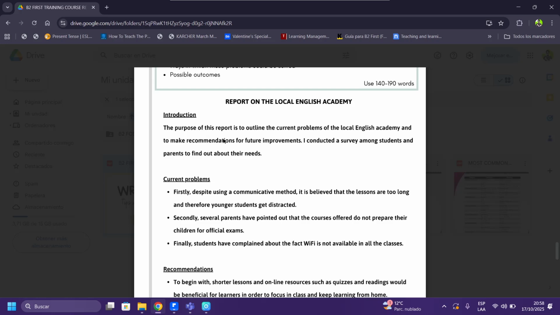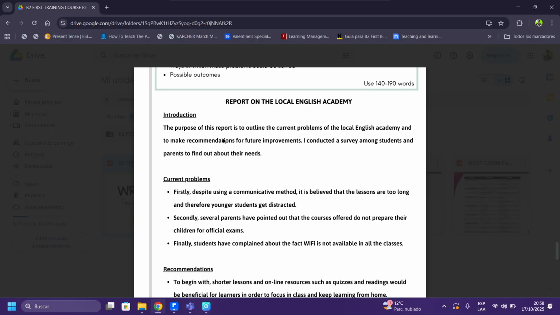Introduction. The purpose of this report is to outline the current problems of the local English Academy and to make recommendations for future improvements. I conducted a survey of students and parents to find out about their needs.